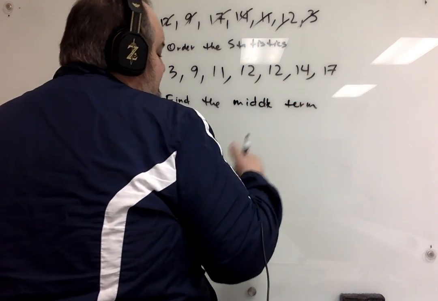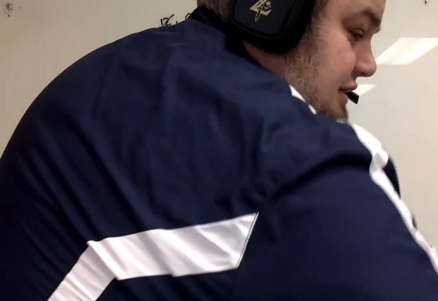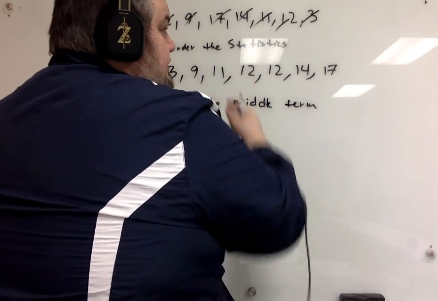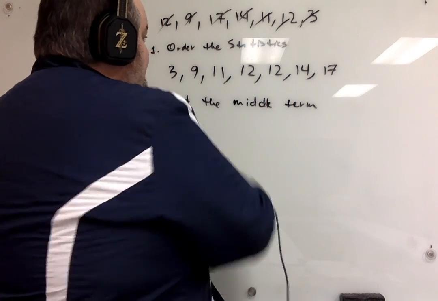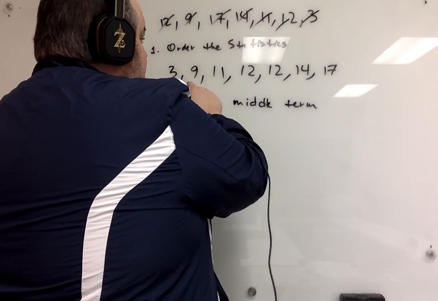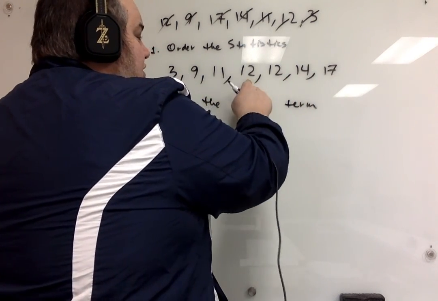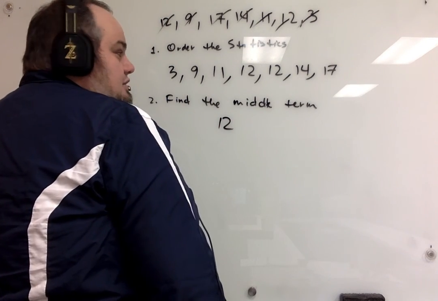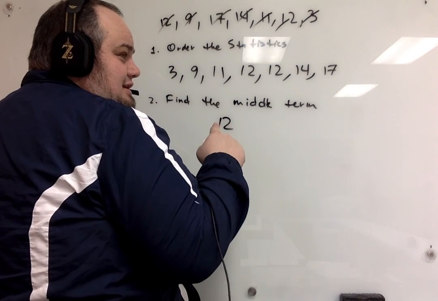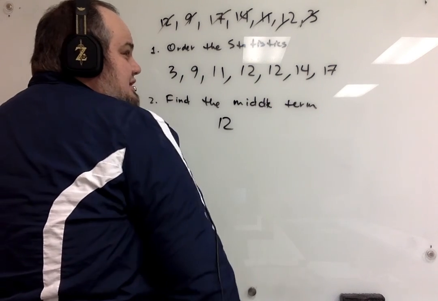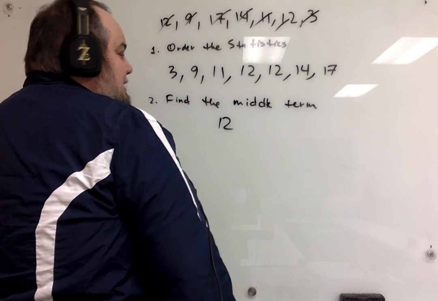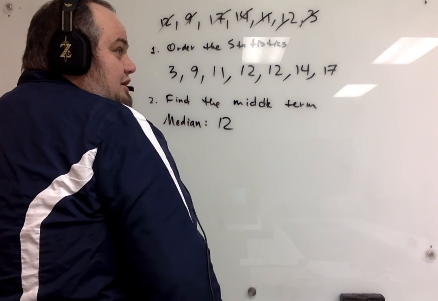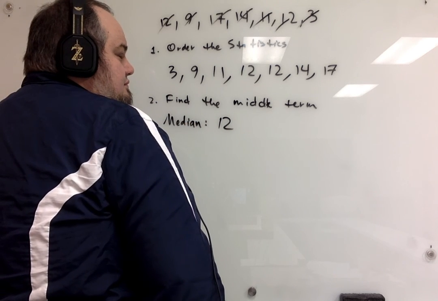So here, if we count from both sides, there's 7 terms here, so it would be the 4th one from either side. 1, 2, 3, 4, or 1, 2, 3, 4. So our middle term is 12. So if there's just one term in the middle like this, which means that there's an odd number of statistics, then that's your median. And we're done finding the median. Okay?